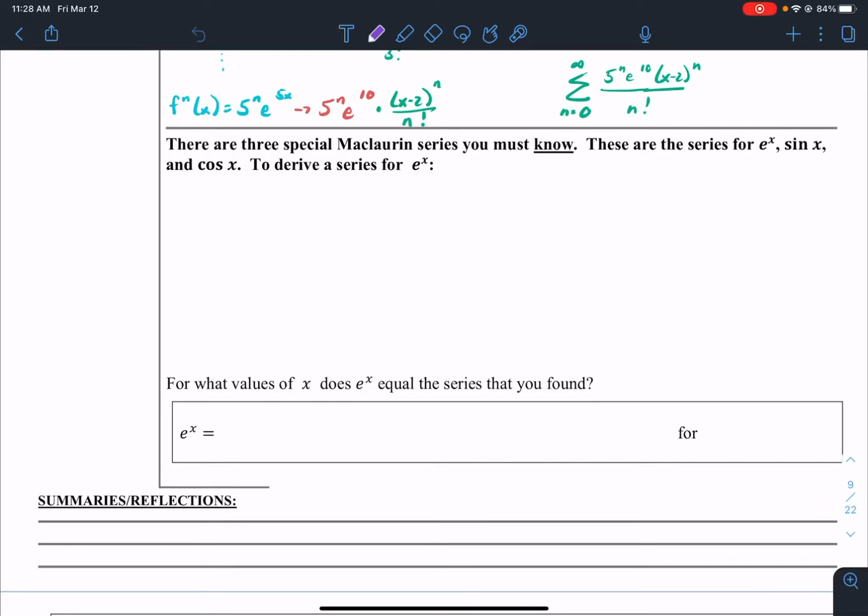There are three specific special series that you're going to need to be familiar with. I'm going to build them fairly quickly, but I'm also going to show you the interval of convergence to make sure you understand where that comes from as well. So the first one that we're going to talk about is e to the x. Now these are Maclaurin, so that means that the center is at 0.